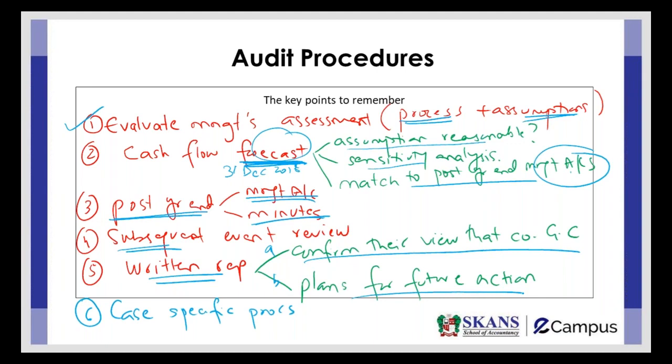So in every going concern question, these 5 procedures need to be written down in any case. The remaining will relate to the indicators that you have found out.